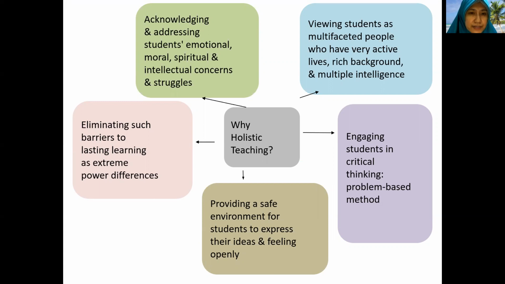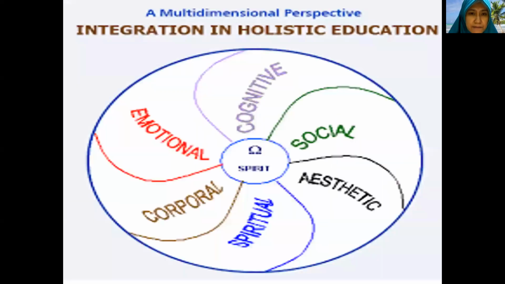Why do we use holistic teaching? There are some reasons. The first reason is acknowledging and addressing students' emotional, moral, spiritual, and intellectual concerns and struggles. The second point is viewing students as multifaceted people who have very active lives, rich backgrounds, and multiple intelligences. The third reason is engaging students in critical thinking and problem-based methods. The fourth reason is providing a safe environment for students to express their ideas and feelings openly. And the last reason is eliminating barriers to lasting learning such as extreme power differences.